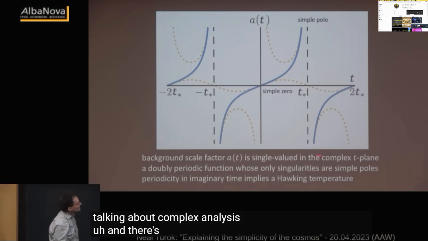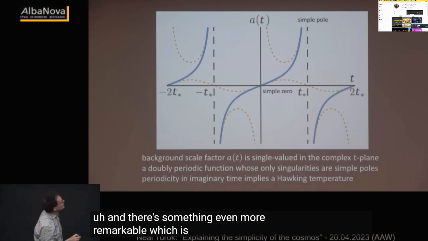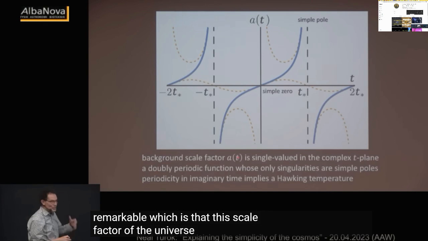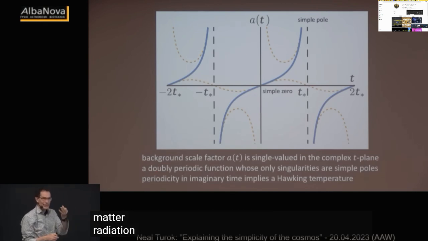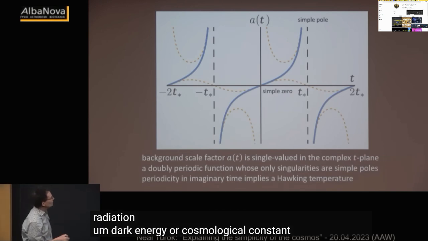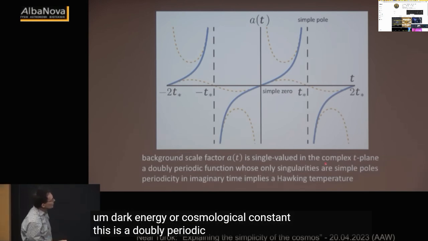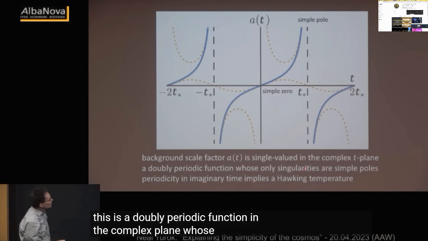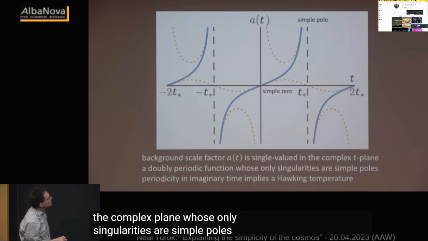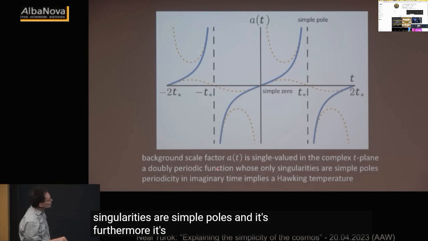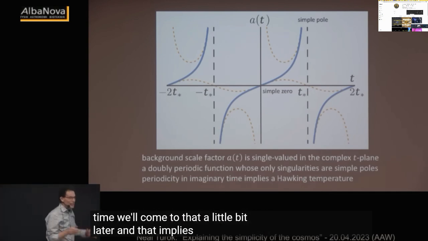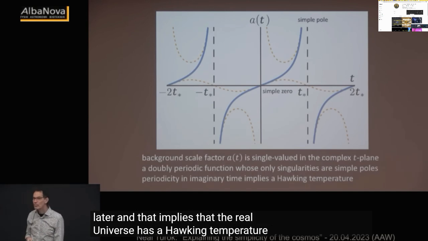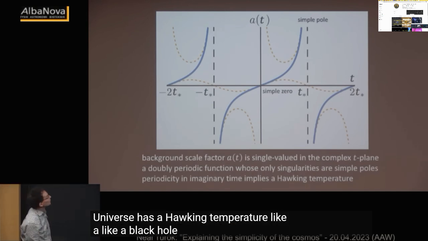And there's something even more remarkable, which is that this scale factor of the universe with realistic matter, radiation, dark energy, or cosmological constant, is a doubly periodic function in the complex plane whose only singularities are simple poles. And furthermore, it's periodic in imaginary time. We'll come to that a little bit later. And that implies that the real universe has a Hawking temperature, like a black hole.